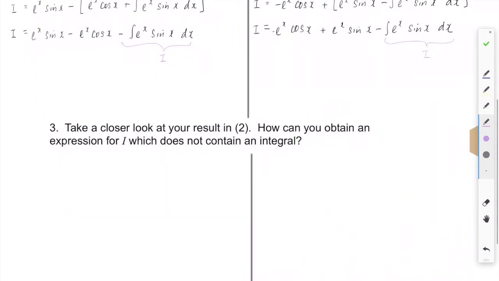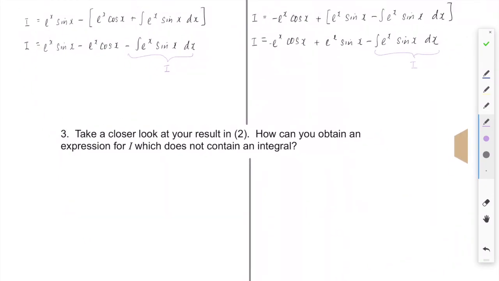But we do have technically an equation, right? So if I have an equation, what can I do? I can actually say that I plus I, 2I, equals e to the x sine x minus e to the x cos x. And I, what we're looking for, becomes 1 over 2 of e to the x multiplied by sine x minus cos x, correct?